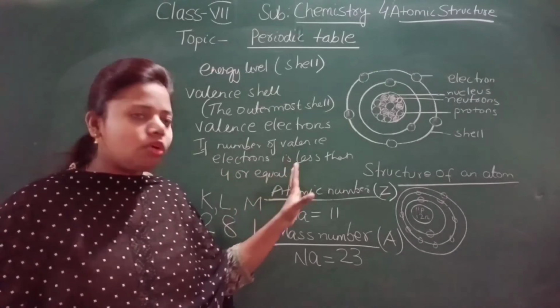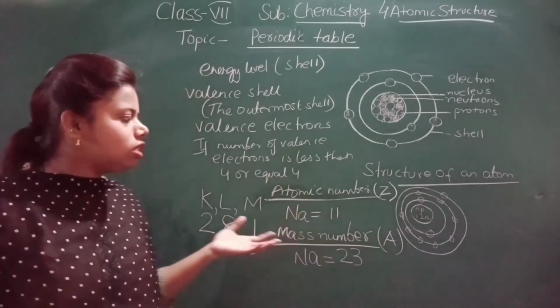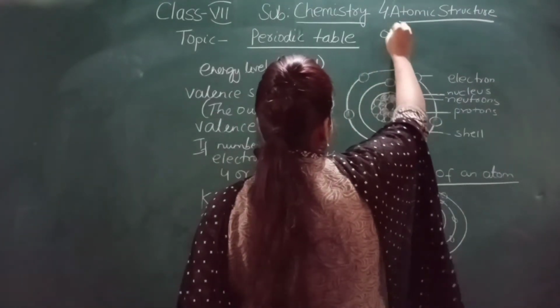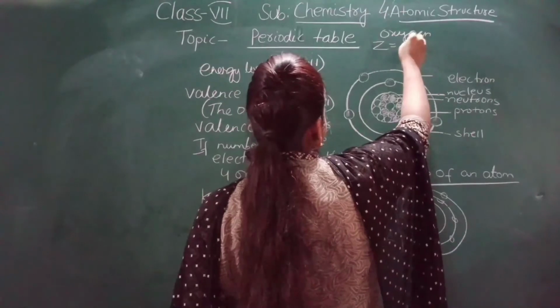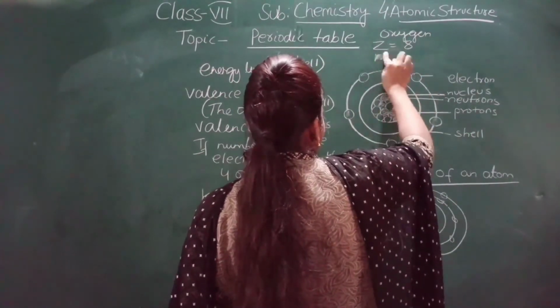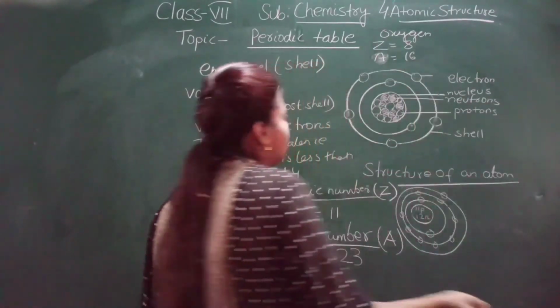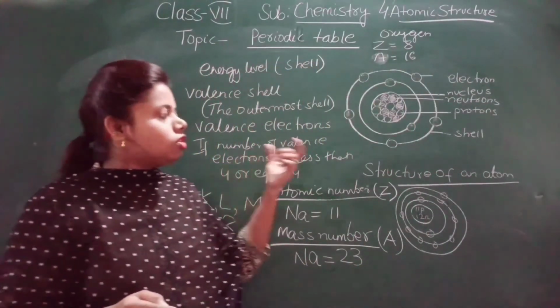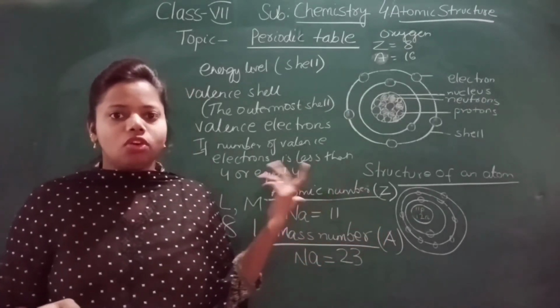One more example I want to give is about oxygen, with which you are very familiar. The atomic number of oxygen is 8. The mass number, which we denote with A, is 16. I am going to make the electronic configuration of oxygen, and I will make you understand how to find the valency of oxygen also.